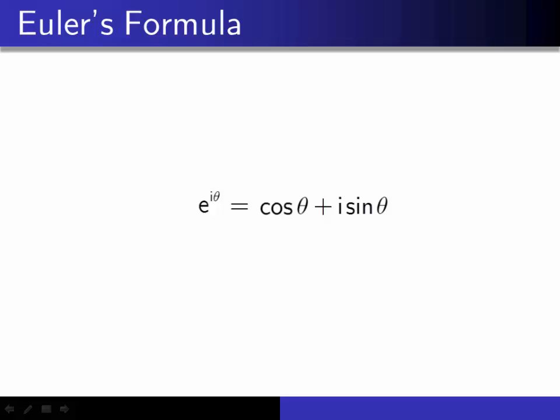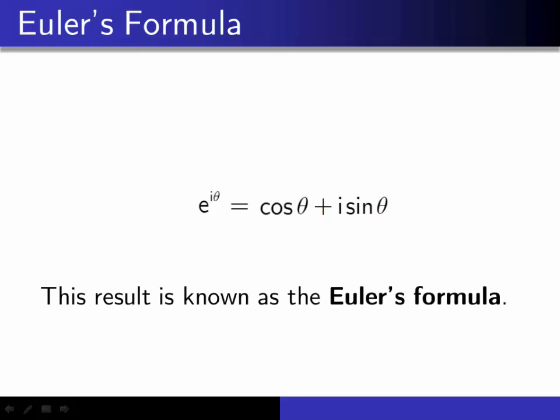This is what we call Euler's formula. It's a very, very important result in complex numbers.